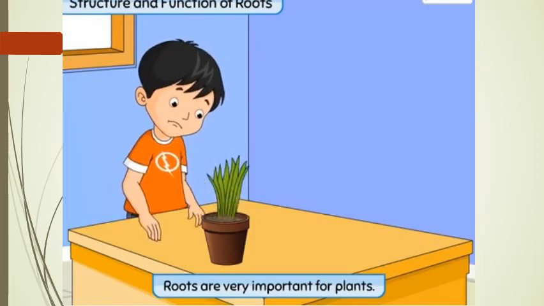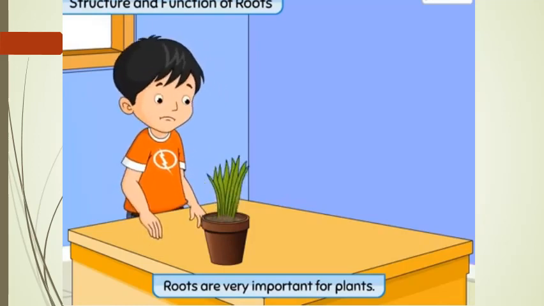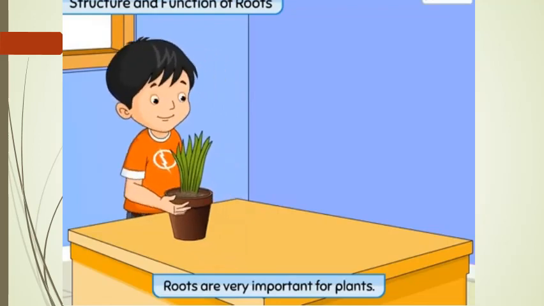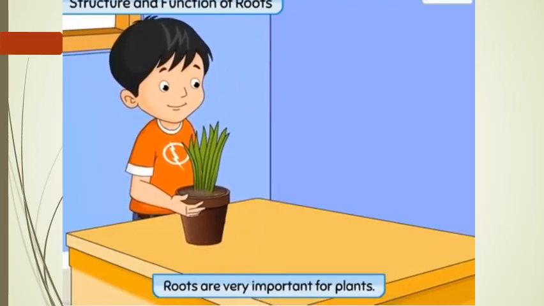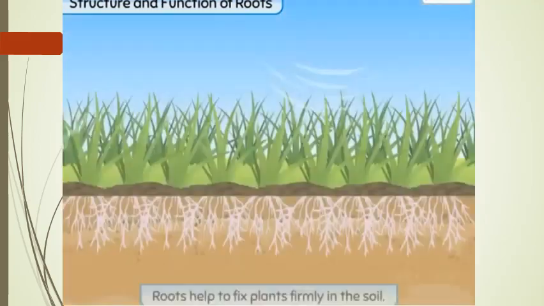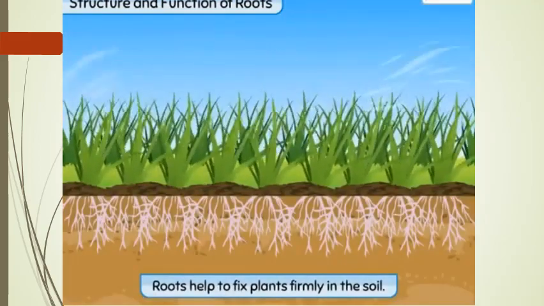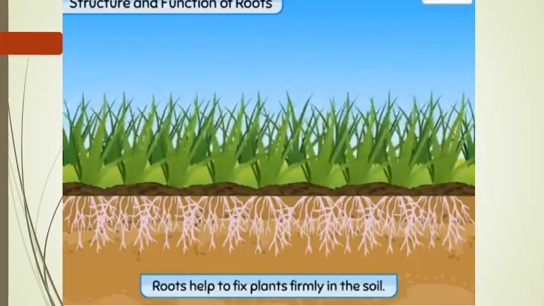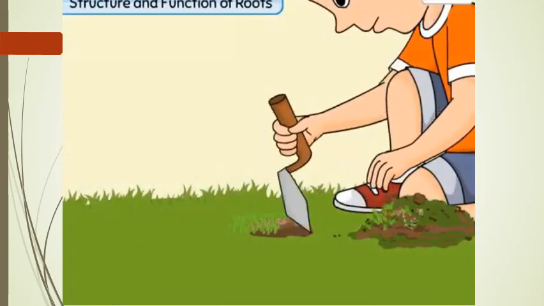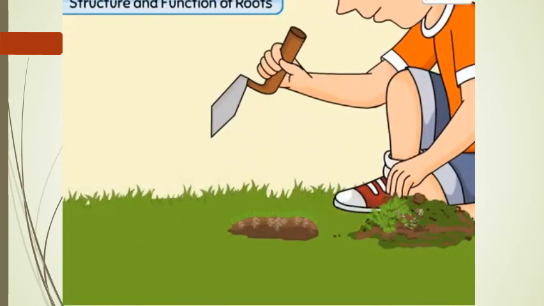Look at this boy trying to pull out a bunch of grass from the soil. He tries to pull the grass, but the plants do not come out easily and the boy ends up lifting the pot. This shows that roots of the grass plant are holding them firmly in the soil. Thus the root functions to prevent the plants from being uprooted by fast wind and flowing water.